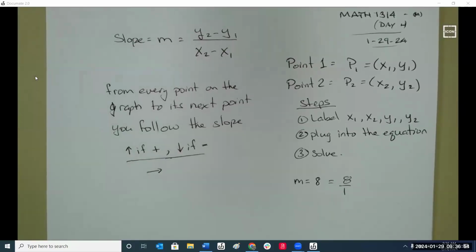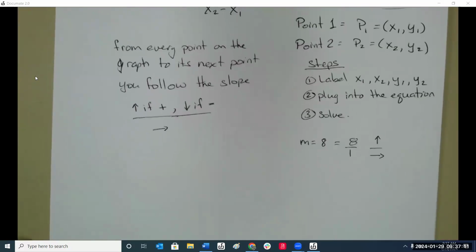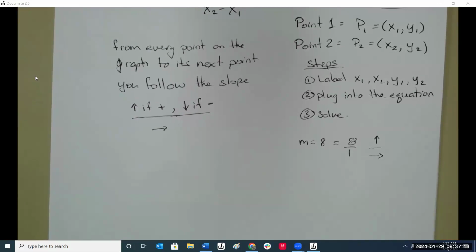But you're right. It's exactly right. It is up 8/1, but you have to start off from the point you begin with. You're absolutely correct. That's exactly what a slope means. So this slope means go up 8 points and over 1. The bottom number is always to the right.